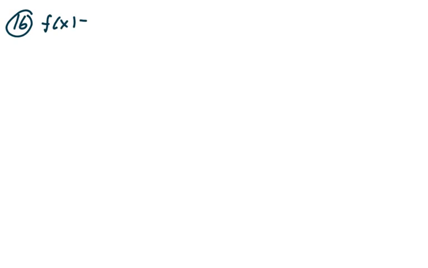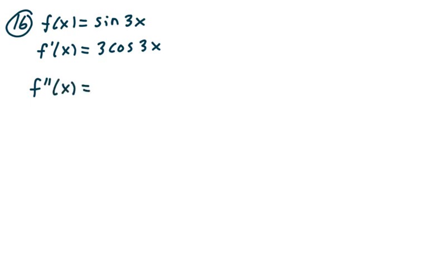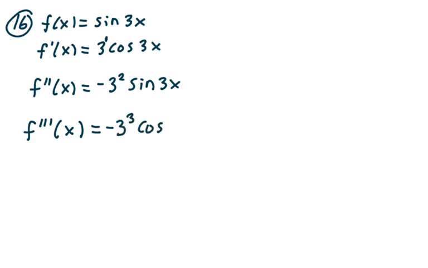Suppose f of x is equal to sine 3x. Take the first derivative. This is 3 cosine 3x. Okay? Take the second derivative. This is negative 3 squared sine 3x. And again, I do that on purpose. So we have 3 to the first, negative 3 squared. If I take the third derivative of f and evaluate it at x, I get negative 3 cubed cosine 3x.